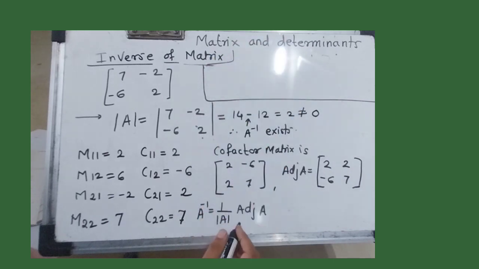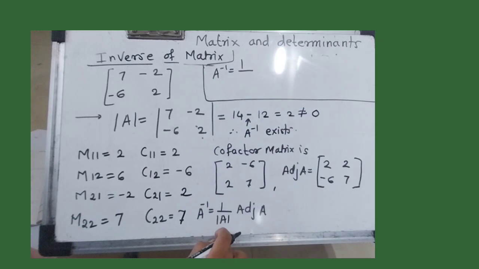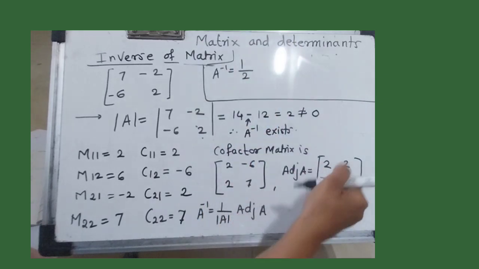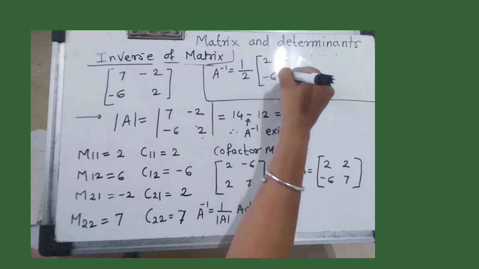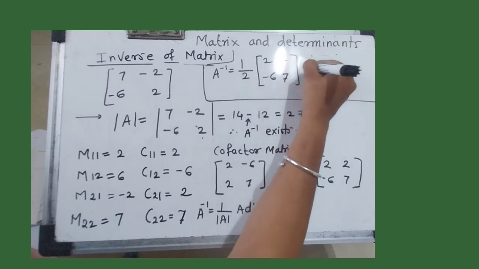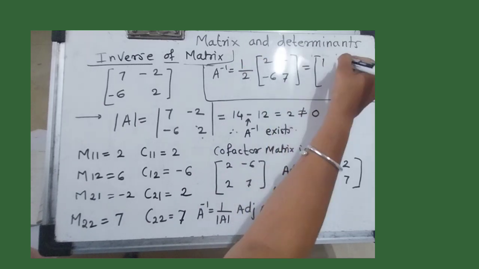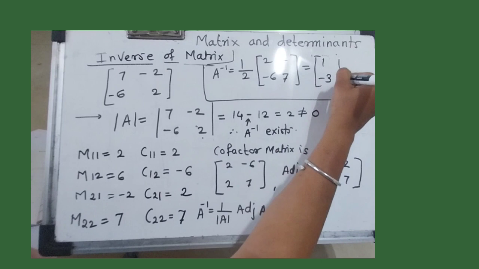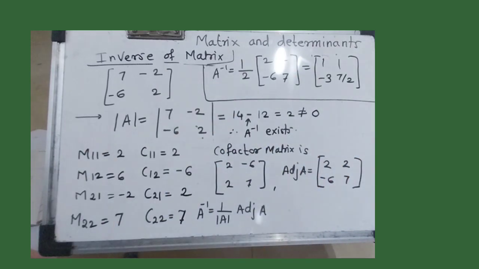Okay. A inverse equals 1 upon determinant A. What is the determinant A? Determinant A is 2. So 1 upon 2 into adjoint of A. This is 2, 2, minus 6, 7. So the answer is 2 upon 2 is 1, 2 upon 2 is 1, minus 6 upon 2 is minus 3, and it is 7 by 2. This is my A inverse.